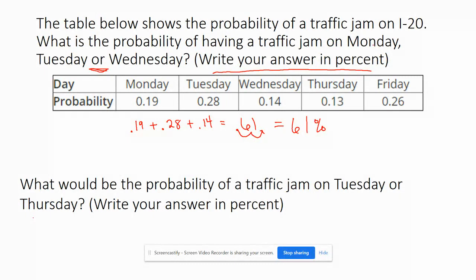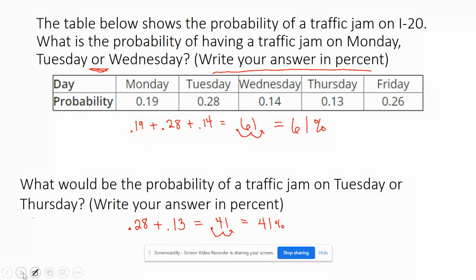Okay. Let's answer the second part. What would be the probability of a traffic jam on Tuesday or Thursday? So let's add Tuesday and Thursday together, right? And we have to write it as a percent as well. So we have 0.28 on Tuesday. On Thursday, we have 0.13. And that would make 0.41, and this equals, if we change it to percent, 41%. So there's a 41% chance of having a traffic jam on Tuesday or Thursday.